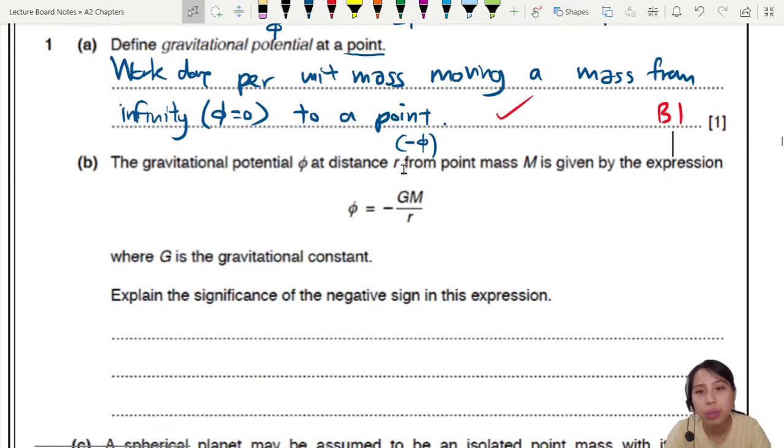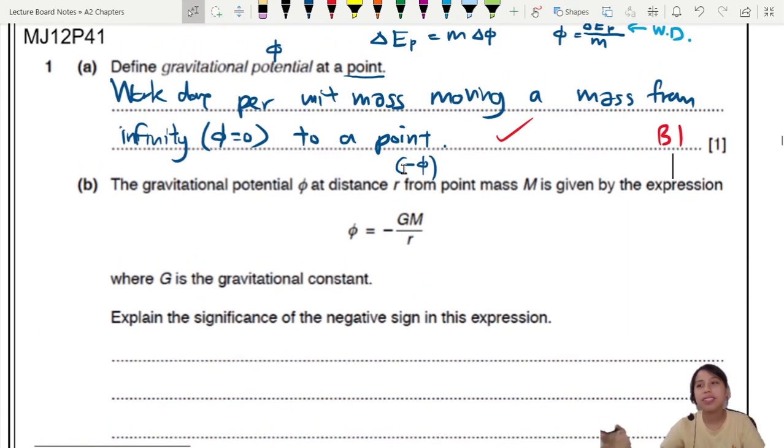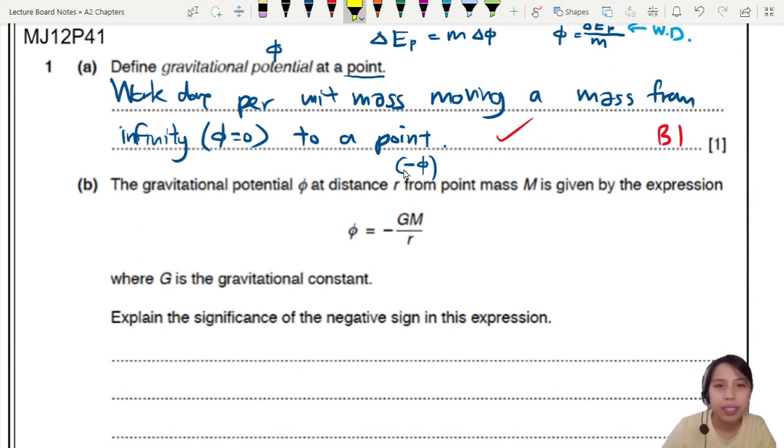The equation is given to us in a lot of past year papers, in the data formula booklet on the first page of all the question papers, right? Why do we have this negative sign? What's up with the negative? Explain the significance. So we need to figure out how to tell a convincing story. Okay, if you consider this, why do we do negative?